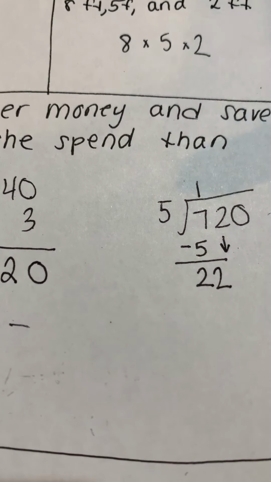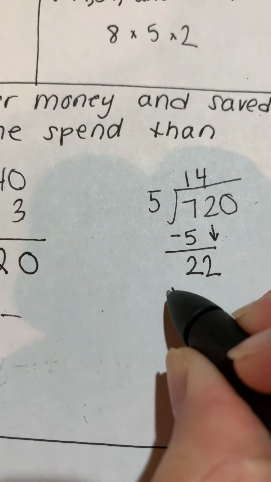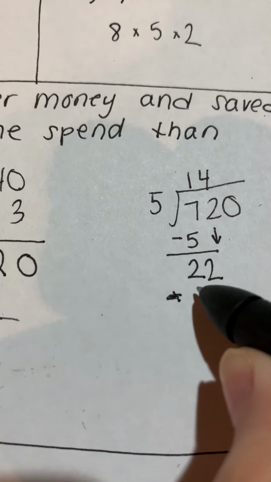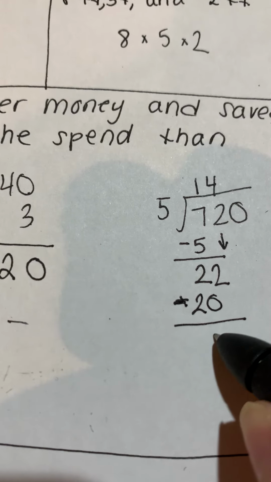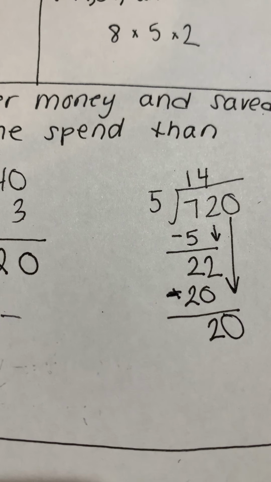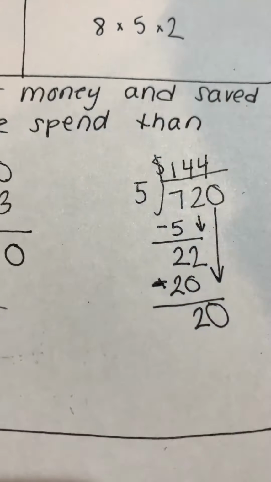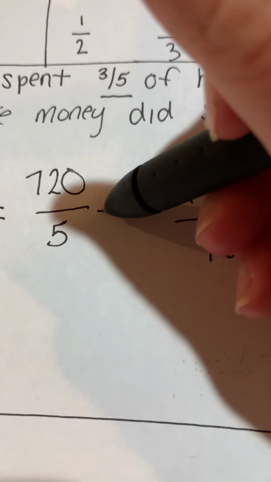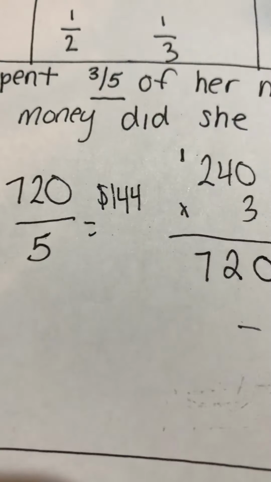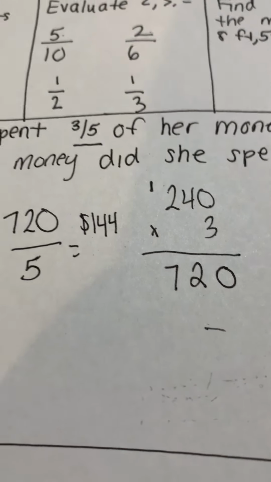5 can go into 22 4 times. 4 times 5, so that's supposed to be a subtraction sign, equals 20. Subtract them, you get 2. Bring down our 0. 20 divided by 5 equals 4. So she spent $144. We need to figure out how much money she saved.